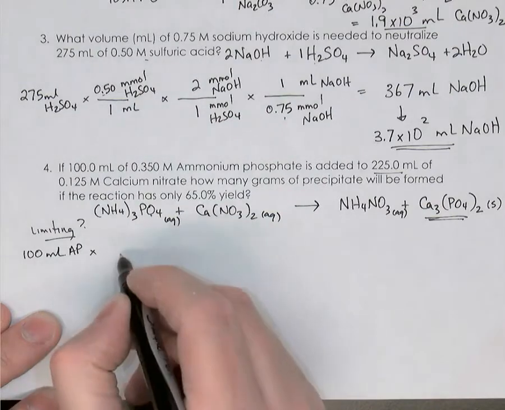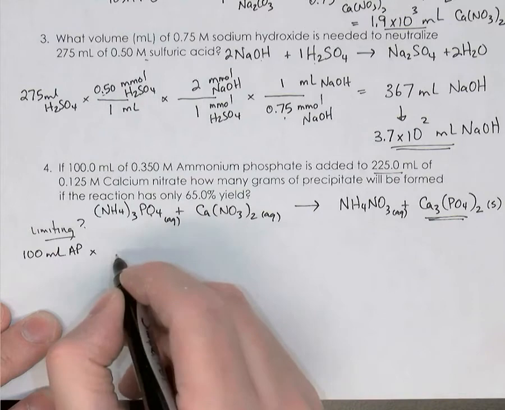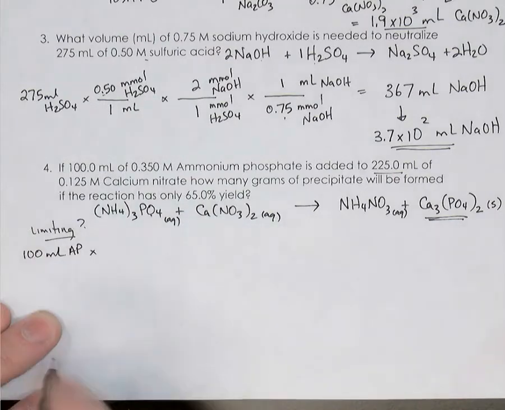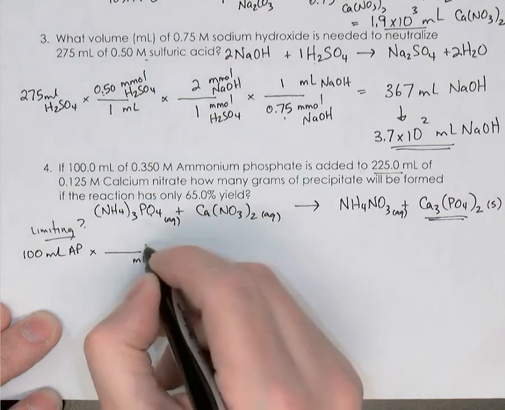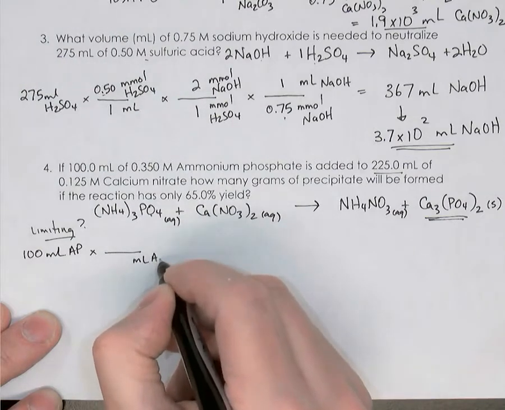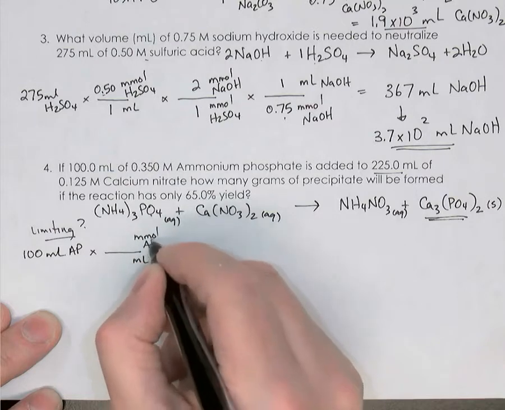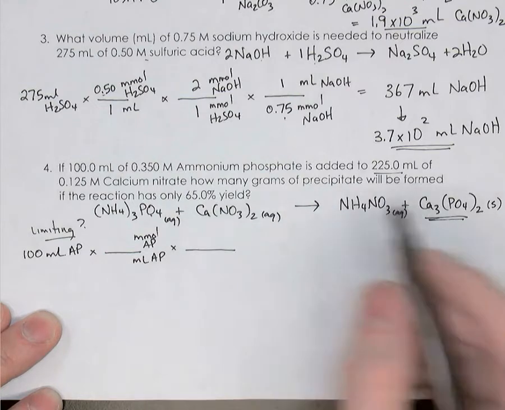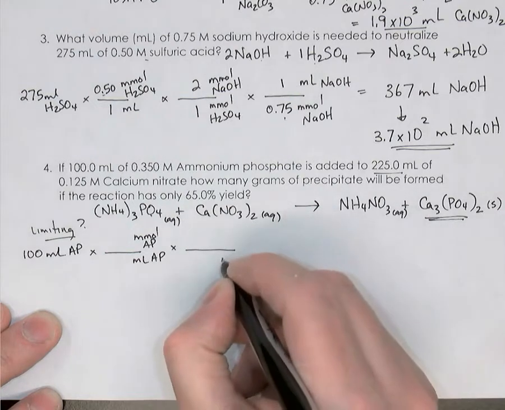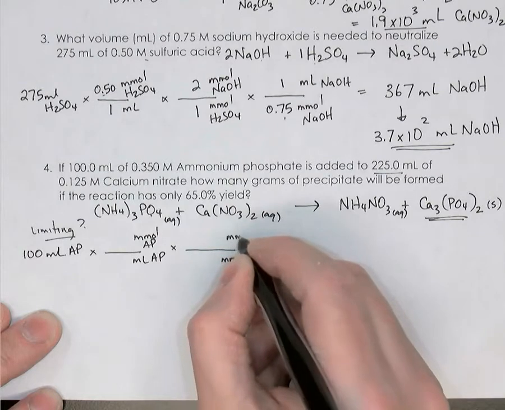Okay, so let's try this. And again, I'm going to use millimoles in my answer. If you really want to use moles, then go ahead and convert this to liters. But I'm going to convert my milliliters of ammonium phosphate to millimoles of ammonium phosphate. Then I can use the balanced chemical equation. I just realized I didn't balance it. We can convert the millimoles of ammonium phosphate to millimoles of the calcium nitrate.